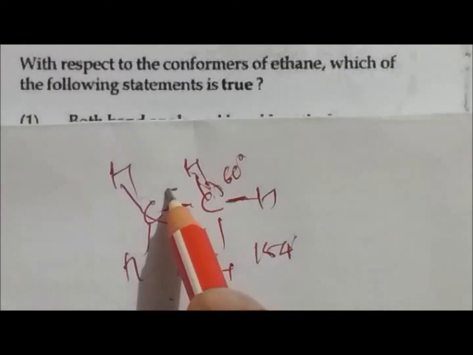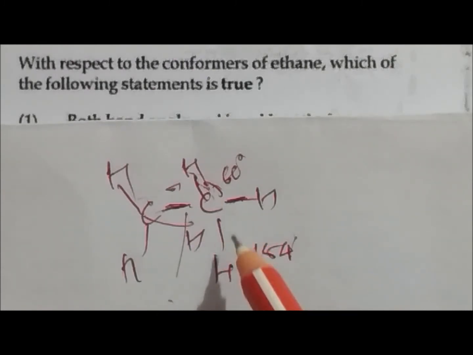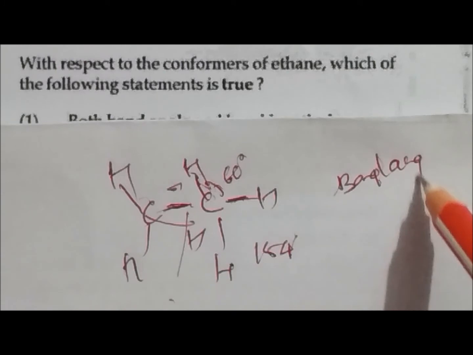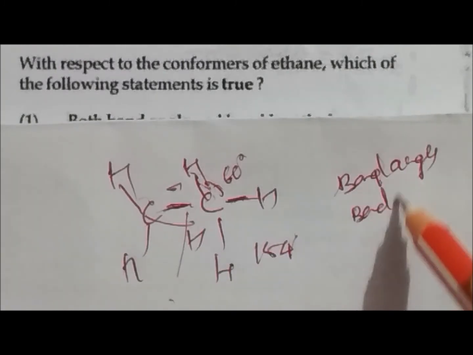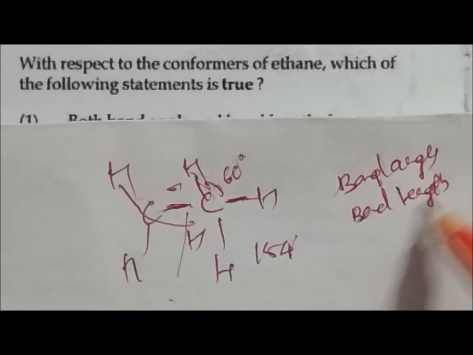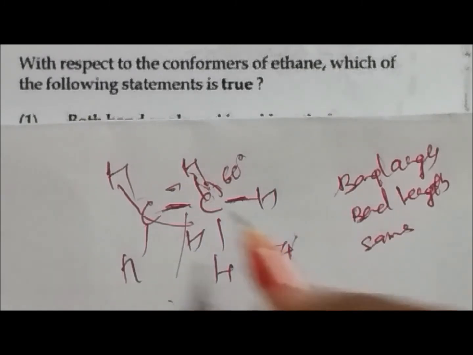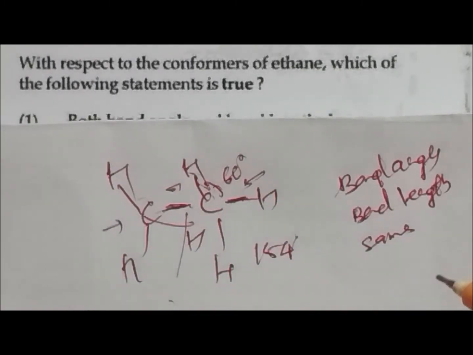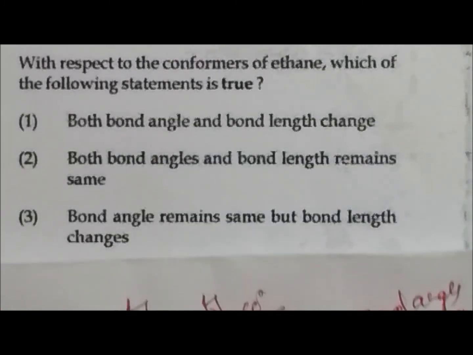If you rotate it, this is a sigma bond. If you rotate all the bonds, you can see the bond angle and bond length will be the same, whatever you change the position. If you see from this side or from that side, anyway it will be the same.